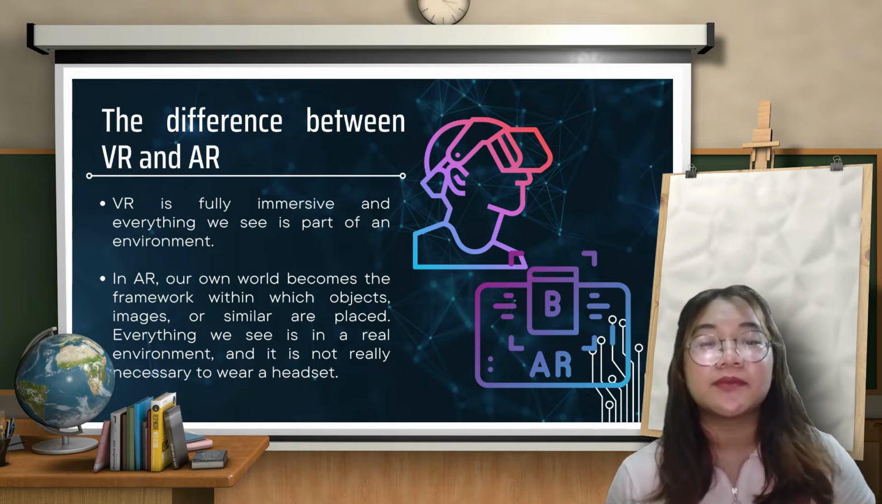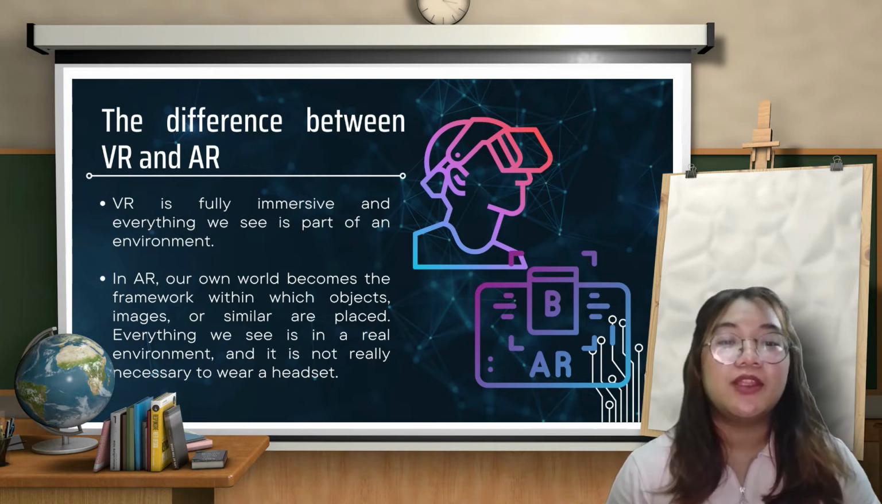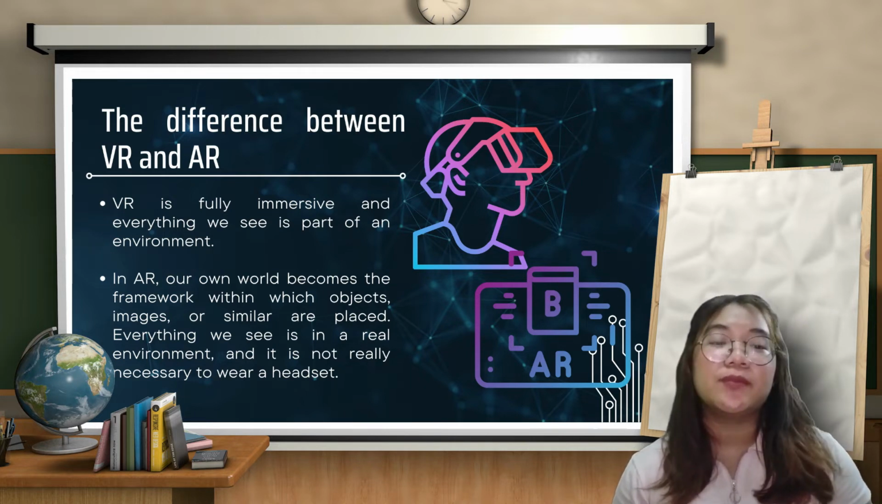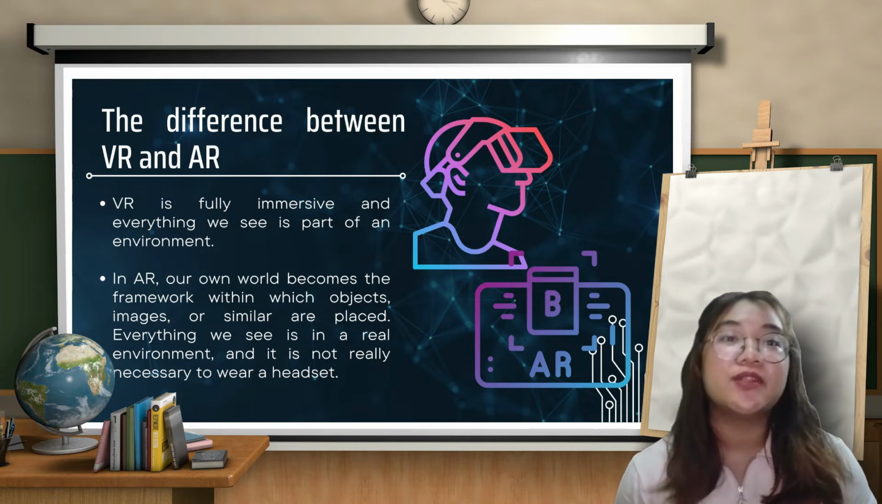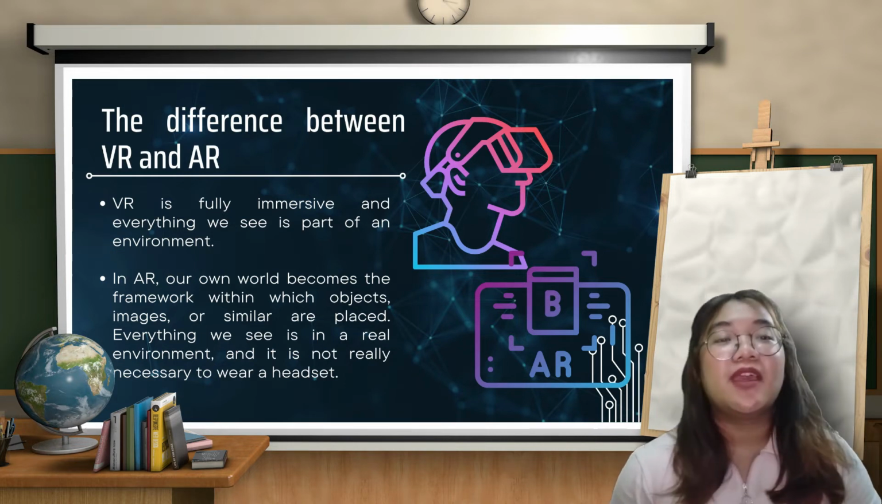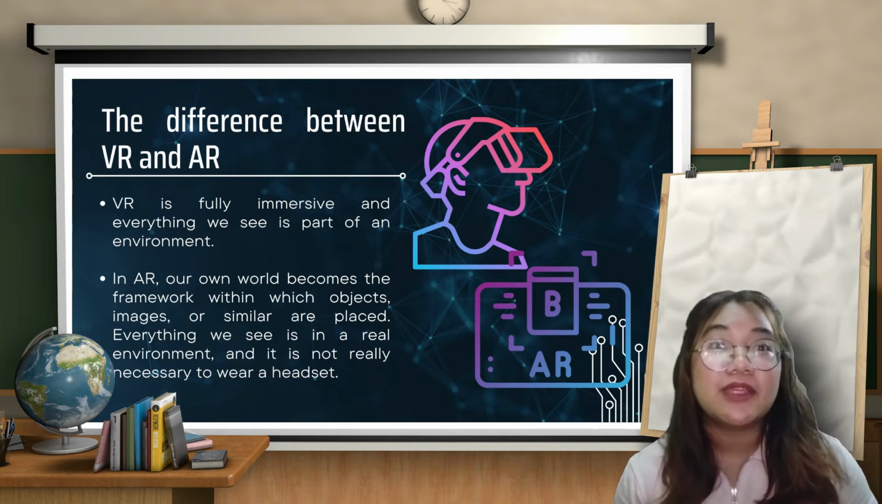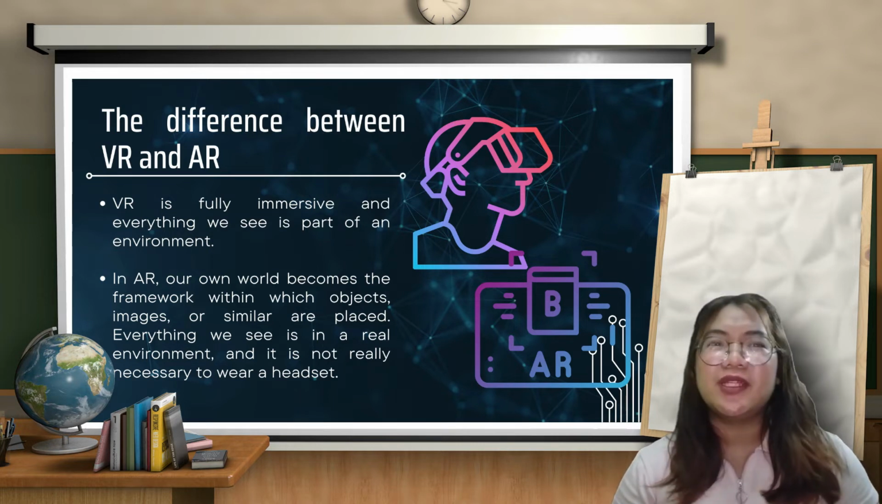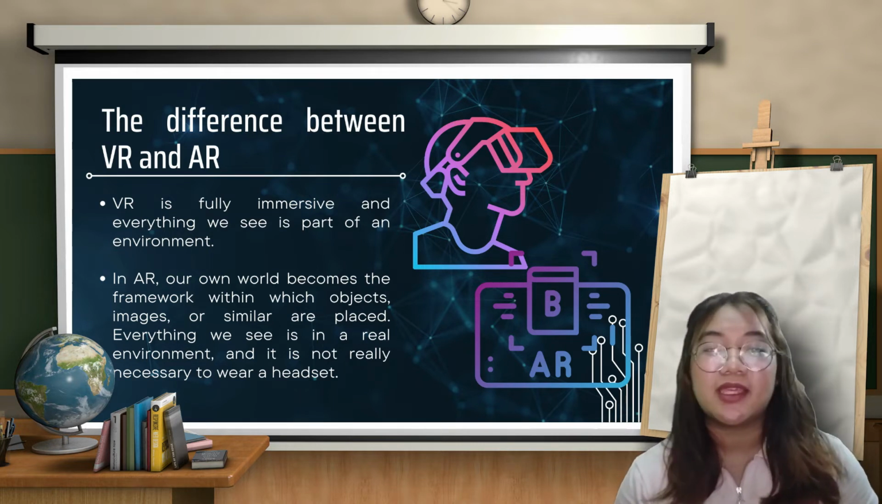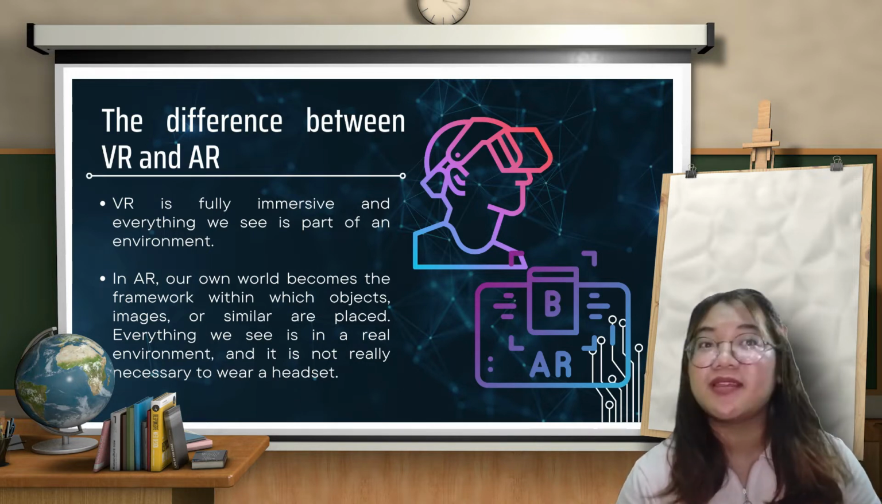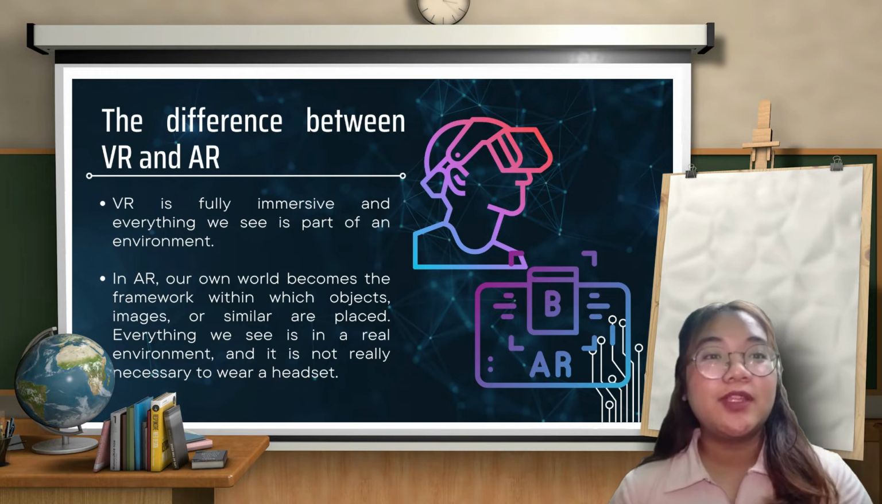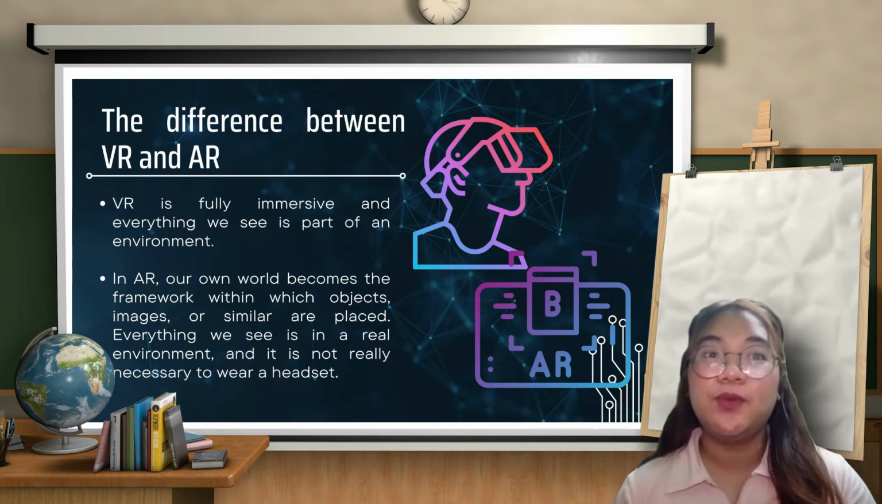On the other hand, in augmented reality, our own world becomes the framework within which objects, images, or similar are placed. Everything we see is in a real environment, and it is not really necessary to wear a headset. The most mainstream example of this concept is Pokemon Go. So what do you think is the difference between the two?